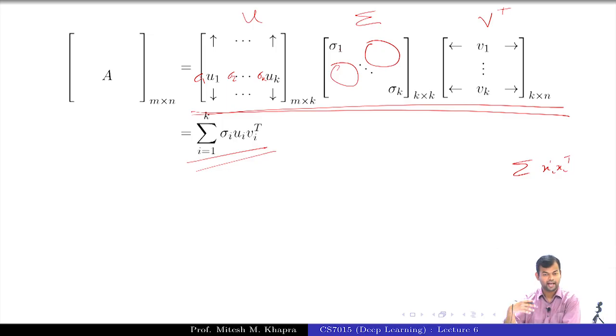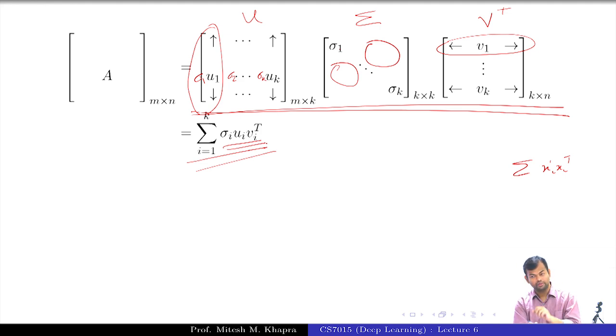Now this ends up being the product of 2 matrices, right? And you can write it as a sum of columns into rows, right? So I am writing it as a sum of sigma 1 u1 multiplied by v1 transpose. So sigma 1 u1 into v1 transpose is a scalar times a column vector times a row vector, right? So each of these terms here is a matrix, and you are adding k such matrices.